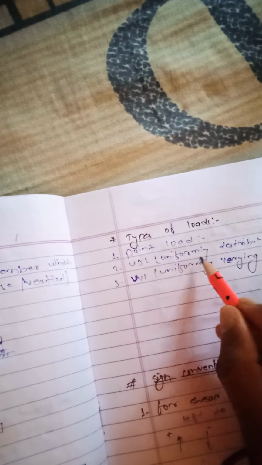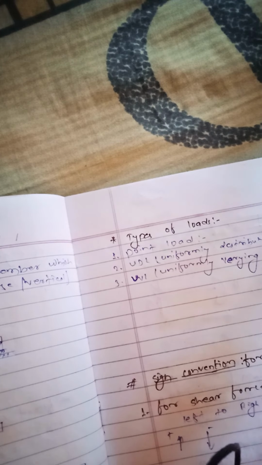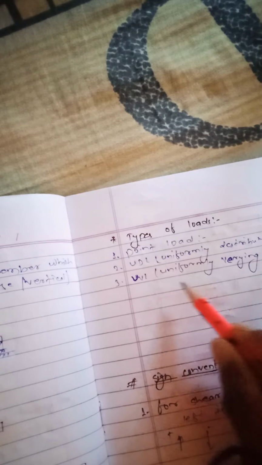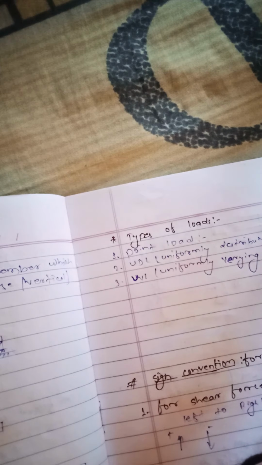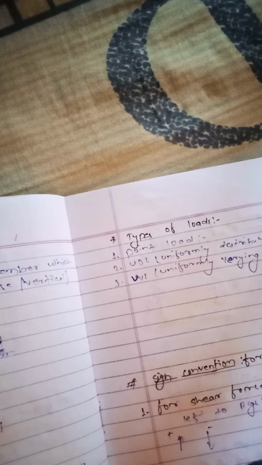And then, uniformly distributed load. Uniformly distributed means the same type of load acting at every point throughout the beam. This type of load is known as uniformly distributed load. And uniformly varying load deals with a load which varies at every step of the beam. This type of load is known as uniformly varying load.